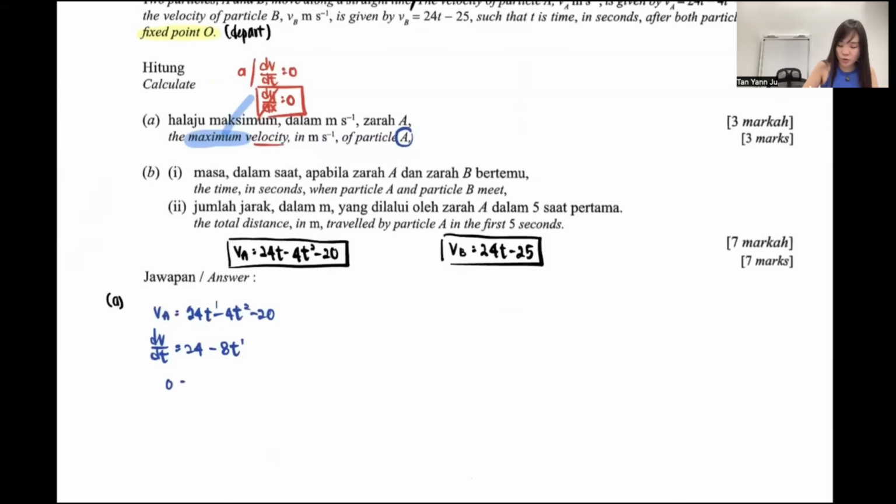dv/dt is equivalent to what? 0, whenever they are maximum. Negative, move it over positive. Times, move it over, divide. 24 divided by 8. Oh, what did I forget? 3, my dear. So isn't my time 3?